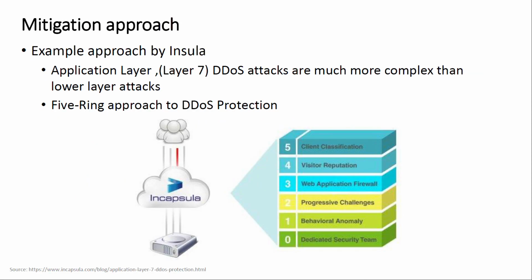An example approach by Imperva. Application layer, so layer 7 distributed denial of service attacks are much more complex than lower layer attacks. So they have something called a 5-ring approach to distributed denial of service protection. They need a dedicated security team, behavior anomaly detection, progressive challenges, web application firewall, visitor reputation, and client classification.